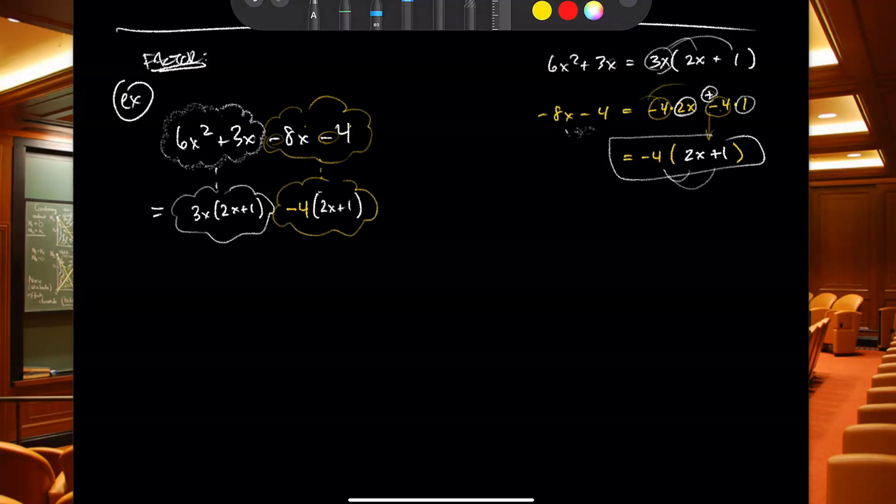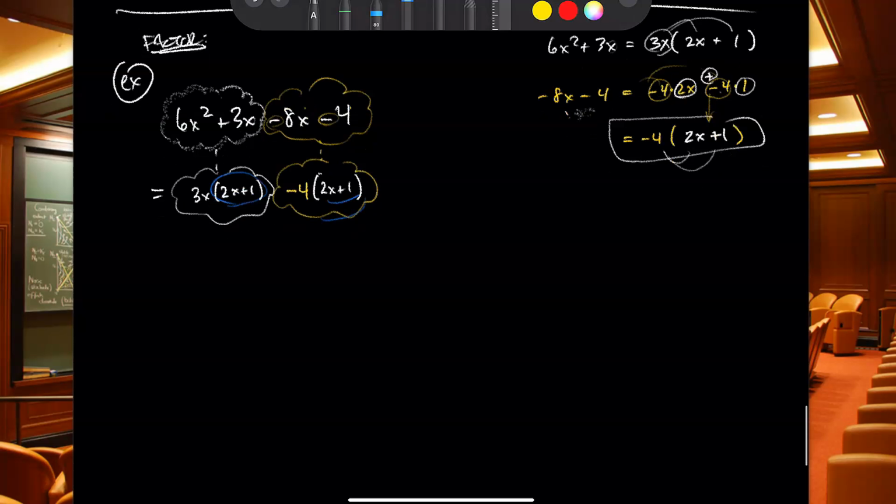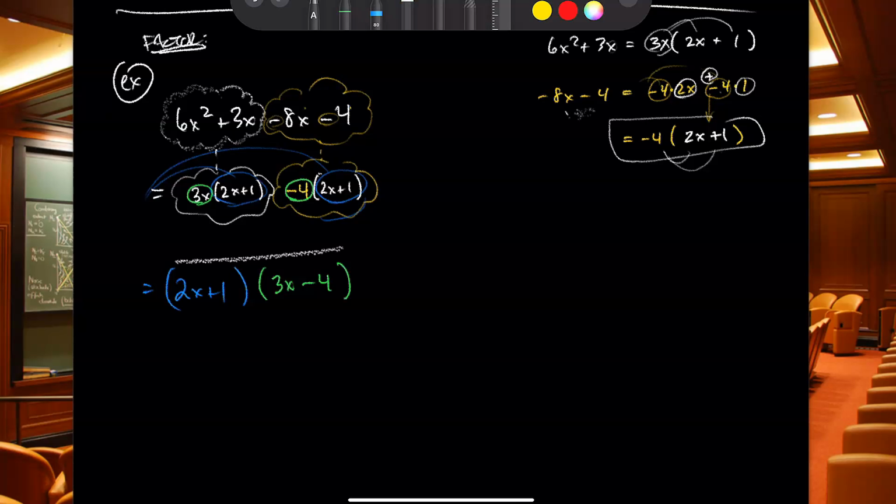And then what do we see? These things share a common factor of 2x plus 1. Only through doing it by groups would we have access to that. So we pull out that factor of 2x plus 1. And what were we left with? 3x minus 4. And so that's totally factored.